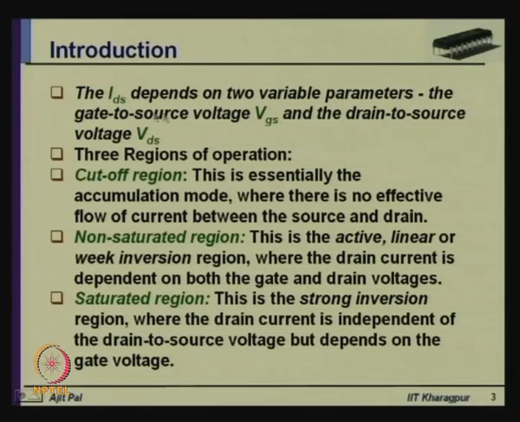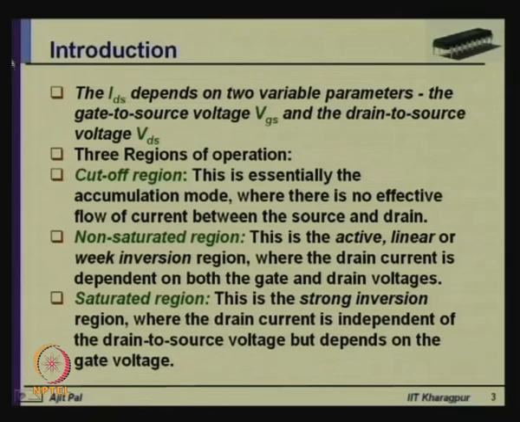As I have already mentioned, the drain current IDS depends on two variable parameters, the gate to source voltage VGS and the drain to source voltage VDS. Of course, here I did not mention another important electrical parameter, that is the body bias, the source to body voltage. That also affects the operation, and with the help of it the threshold voltage can be controlled. So, essentially three voltages: gate to source voltage, drain to source voltage, and the source to body voltage. These three voltages will control the drain current.